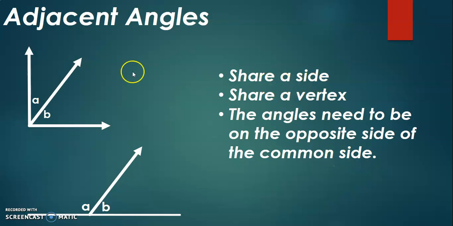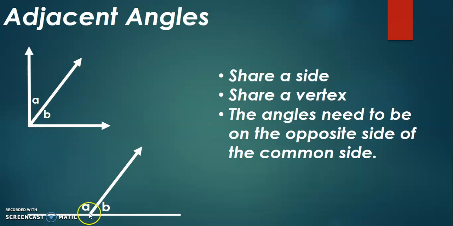They need to share a side. What I mean by that is A and B share this line over here. They share a vertex, that means they share a point on the corner that they're coming out of. So A and B meet at a point over here. And then the angles need to be on the opposite side of the common side. Right, so A and B are on the opposite side of this line over here, so that you can call these two angles adjacent.